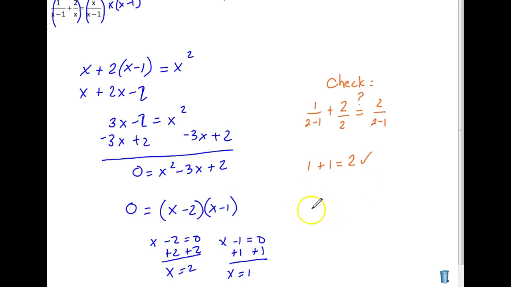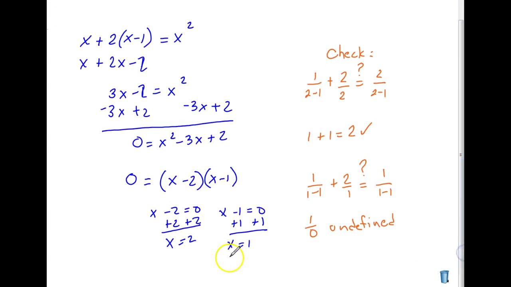Now when I check my other solution, I have 1 over 1 minus 1 plus 2 over 1. And the question is, does that equal 1 over 1 minus 1? What happens when I do the 1 minus 1 here? I get 1 over 0. That's a problem. This is undefined, which is not appropriate for math. So what we say is this solution here is extraneous.